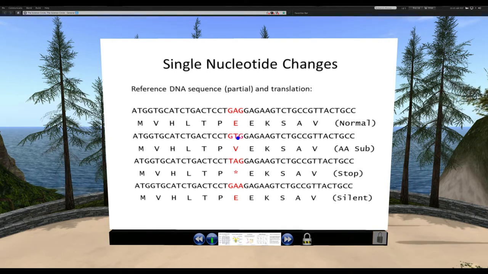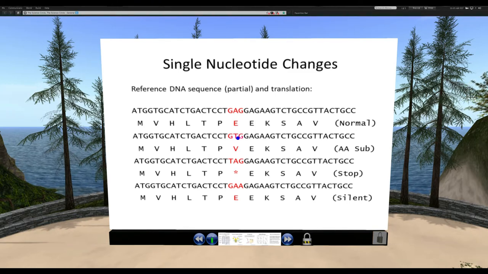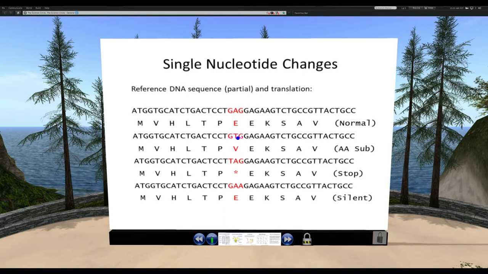And sometimes these substitutions are consequential. They may affect how the protein functions. It reduces the function of the sickle cell gene, although it does also make individuals who carry it resistant to malaria. Another kind of mutation is what you see in the next line.